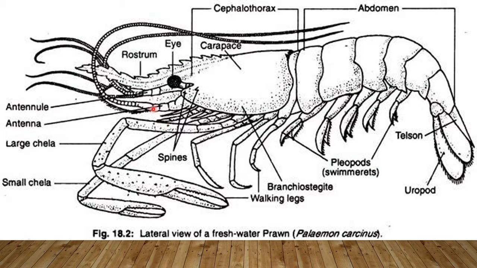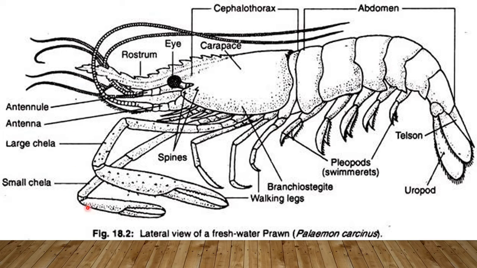Here you can see that the body is divisible into three parts: the head, thorax and abdomen. The head and thorax fuse to form cephalothorax, and then this part is the abdomen part. At the end of the abdomen you can see a pointed telson like structure. Cephalothorax is covered by a carapace. The carapace extends into a rostrum. It has a prominent eye which is stalked. Body has a number of spines on the cephalothorax.